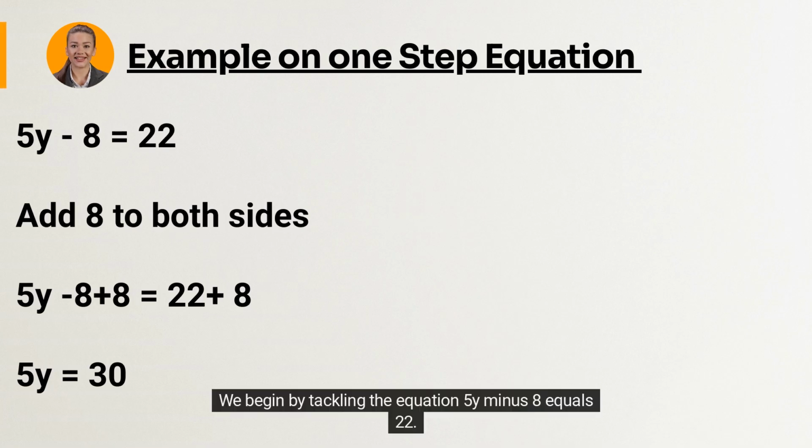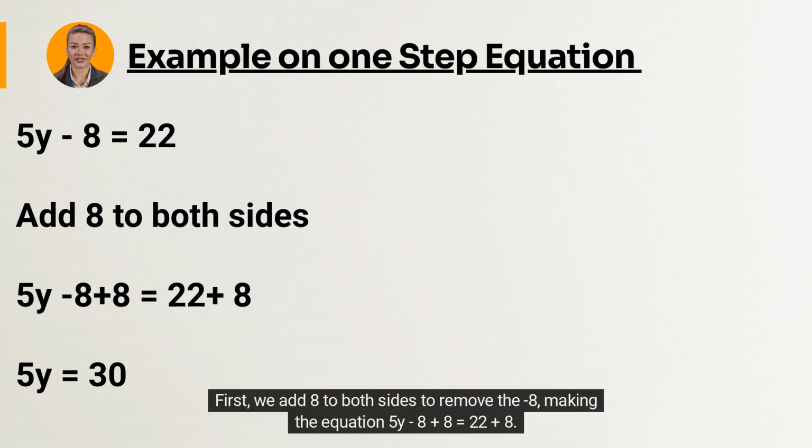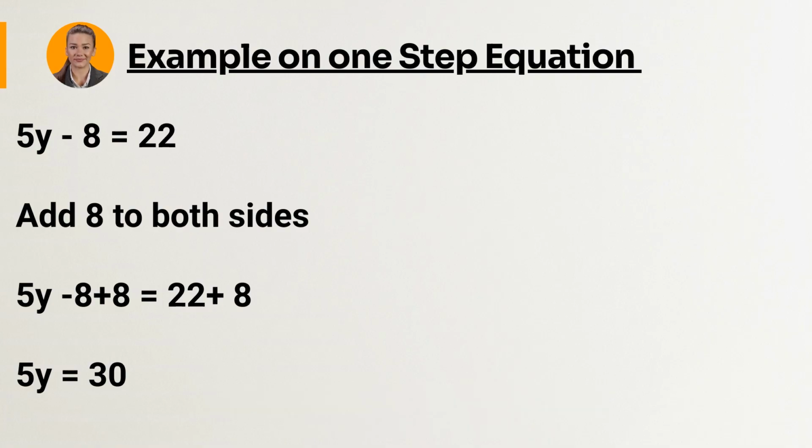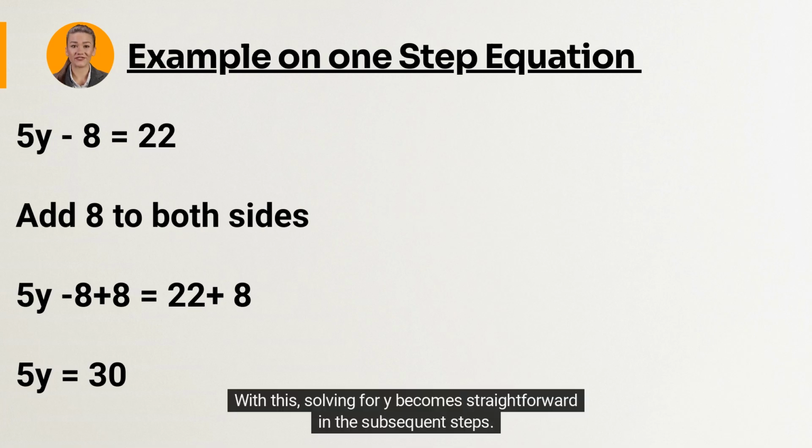We begin by tackling the equation 5y minus 8 equals 22. First, we add 8 to both sides to remove the minus 8, making the equation 5y minus 8 plus 8 is equal to 22 plus 8. This simplifies to 5y equals 30. With this, solving for y becomes straightforward in the subsequent steps.